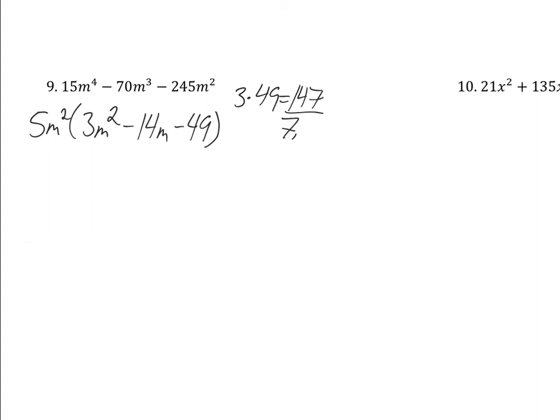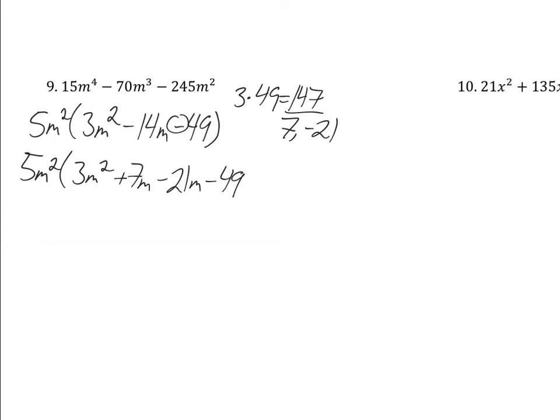Then you can look up all the factors of 147. Literally just go directly onto Google and type in what are the factors of 147, and it'll give you a list. Then you see which ones could possibly give me negative 14. Well, since I saw that it's a negative here, I knew one had to be positive, one was negative. So I made my bigger one negative and my smaller one positive. So now I'm just keeping that 5m squared out in front. We have 3m squared plus 7m minus 21m minus 49. Again, you could have switched these around any way that you wanted.